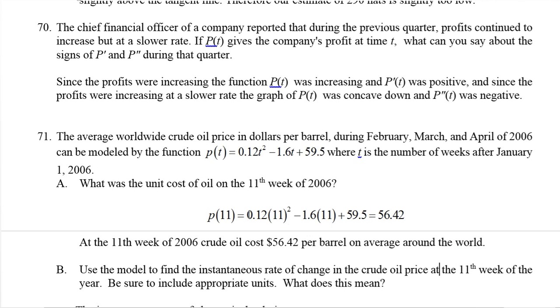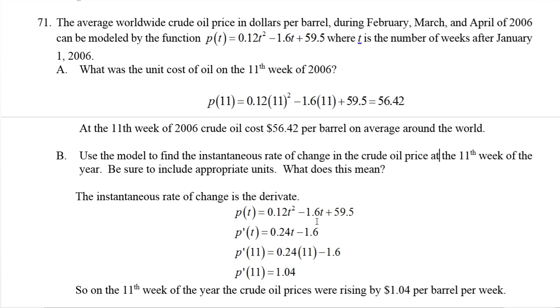What does this mean? The instantaneous rate of change is a derivative, so we take a derivative of that. It's a polynomial, so it's easy. The last part's 0. The derivative of the next part from the right is negative 1.6. And we get 2 times 0.12 is 0.24, and t to the first. So you get 0.24t minus 1.6. That's P prime of t.